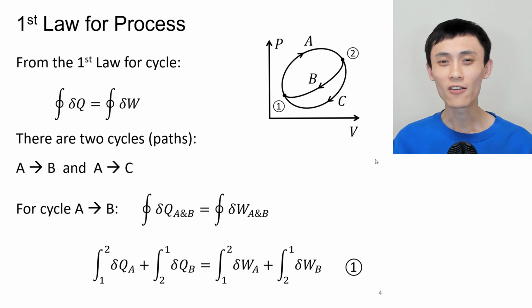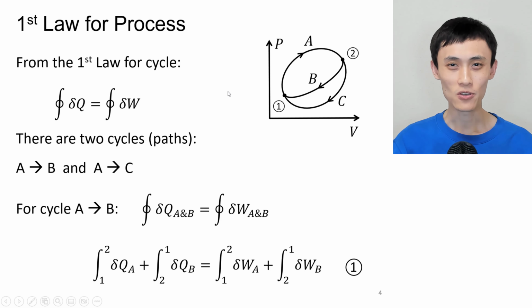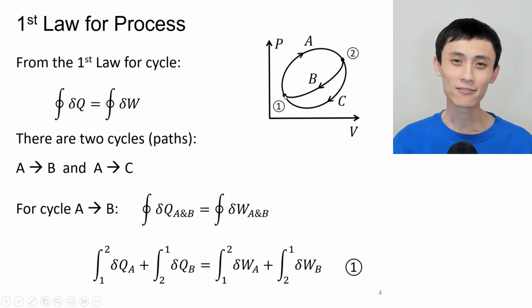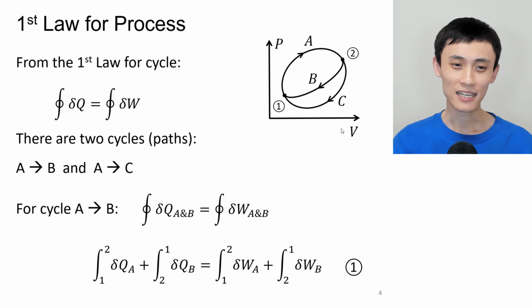So we started off the first law in cycle, dQ equals to dW. And for the cycle, we have two processes, from 1 to 2 as process A, and from 2 back to 1. So we could go with process B or go with process C. So let's take a look.